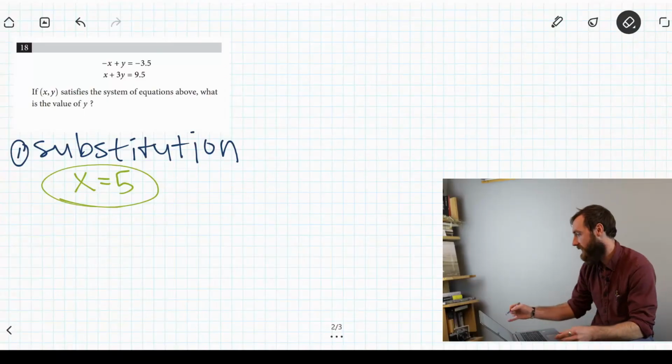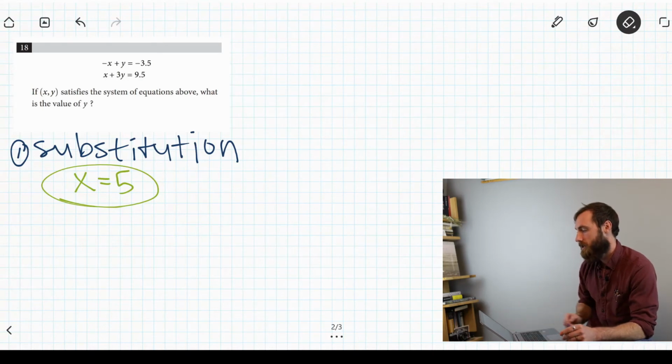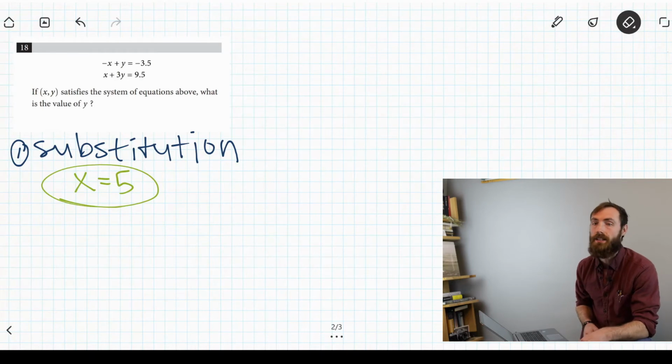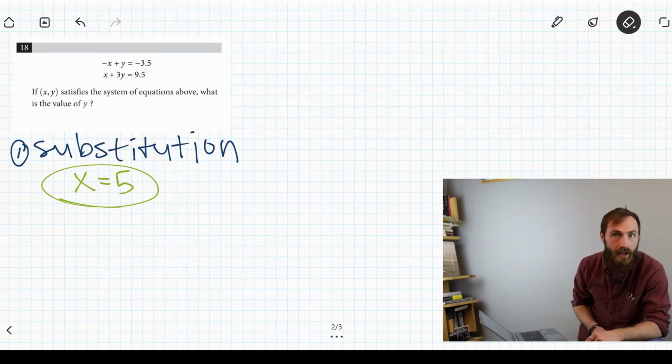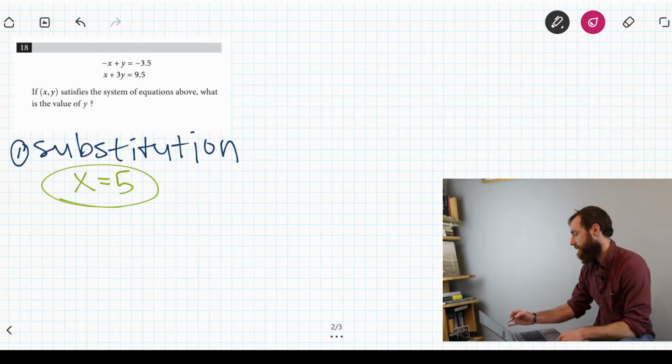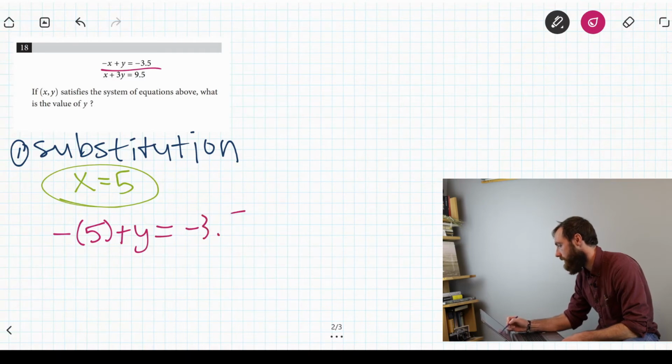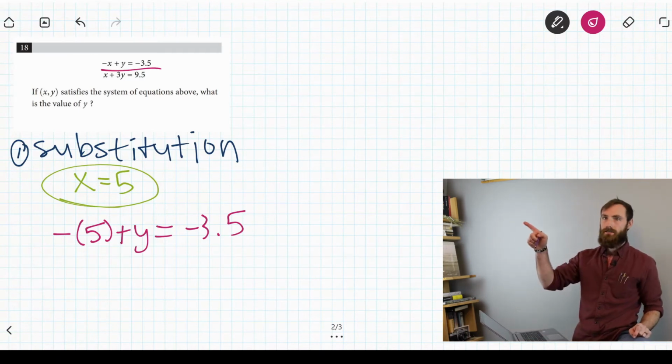So we want to find y, which means what I have to do with this x equals 5 is choose one of the equations to plug that back into, so that now instead of having only x's, you only have a y value. Let's see. So first one, negative x, with x equals 5, I'll just plug that in, plus y equals negative 3.5. And you know, isolating a variable. If you don't know isolating a variable, check out this video.